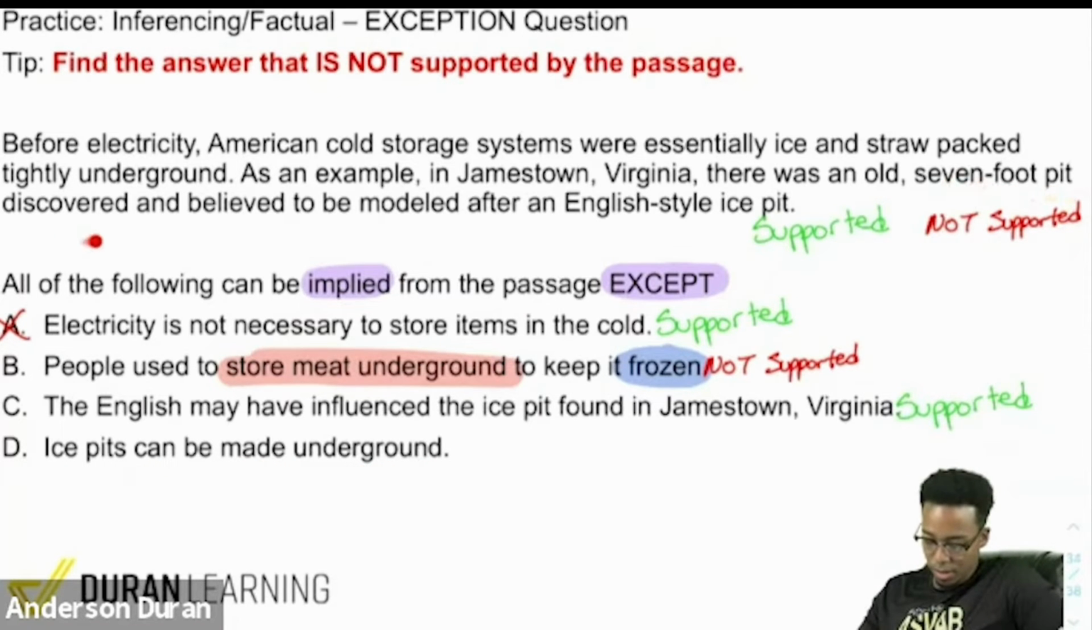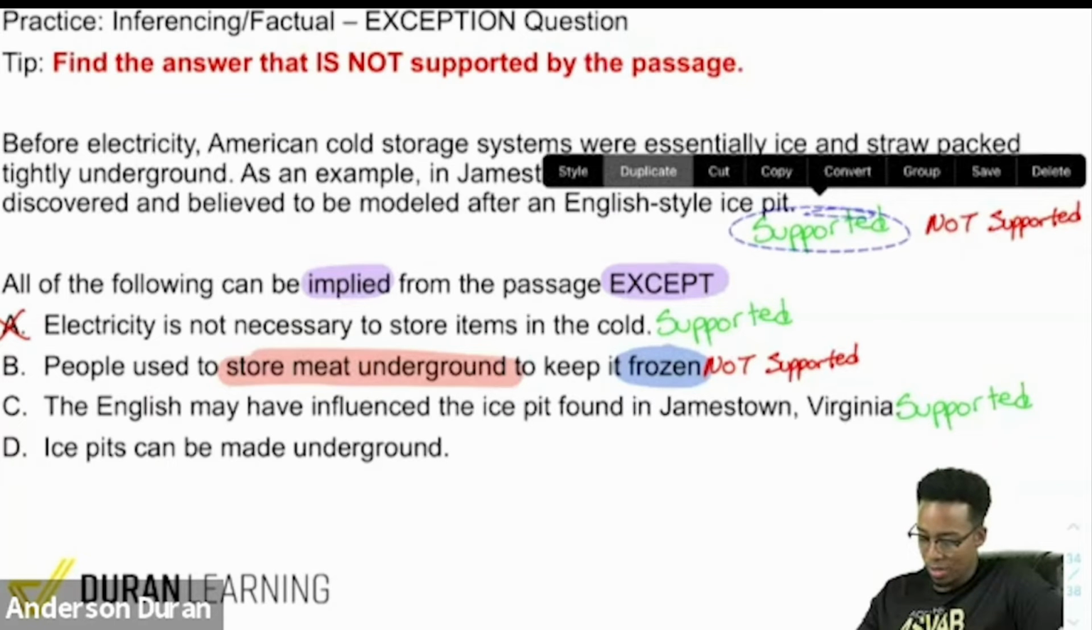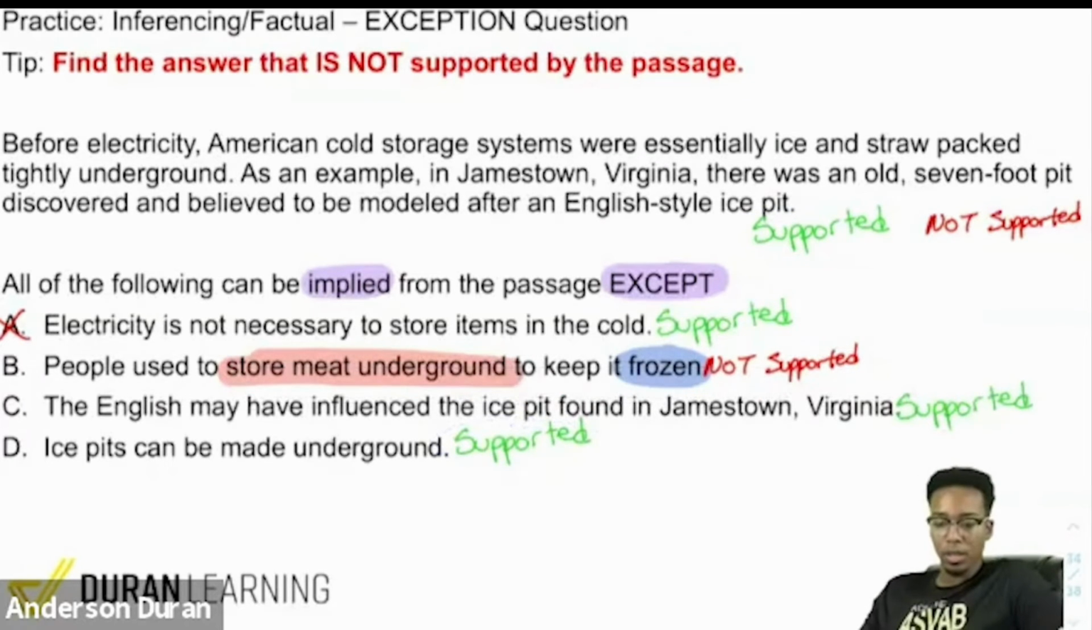And then lastly, D, ice pits can be made underground. A 7-foot pit was discovered, believed to be modeled after their ice pit. I think we can all agree there. Supported as well. Boom. So that's why B is the correct answer, because it is not supported. With that said, any questions before I move on there?